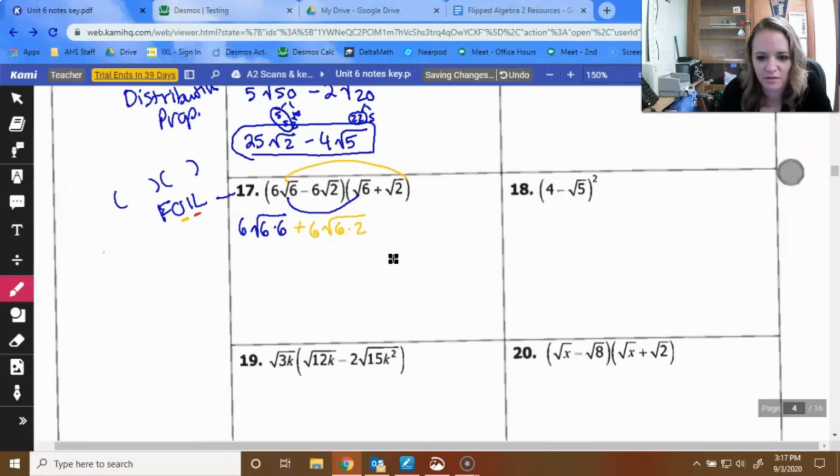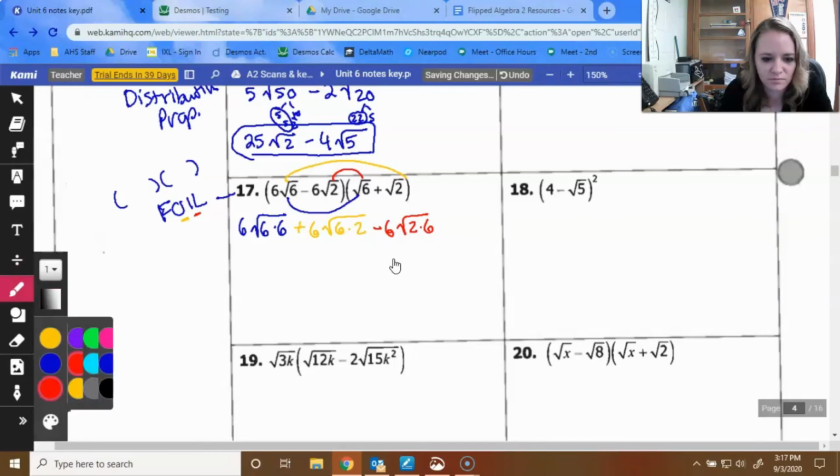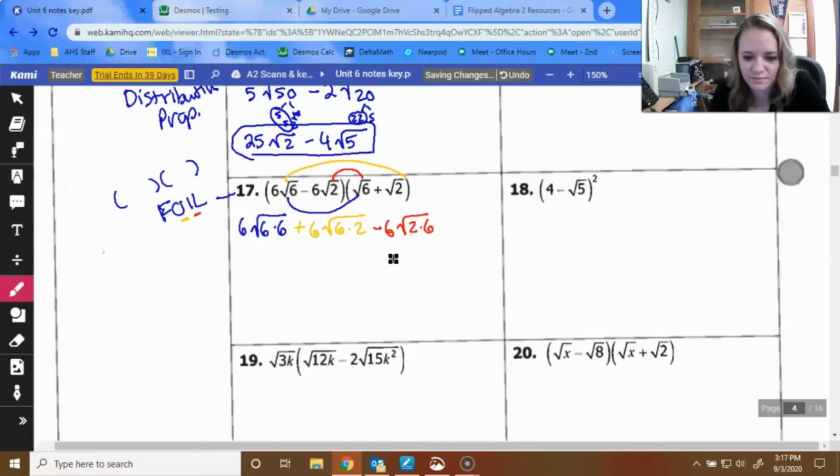And do my inside, which is these two. And their product will be a negative because this one's minus. Let's get all of our primary colors. And then L is last, so the last terms of each one. Alright, I have a negative times a positive, which will give me a negative. And then 6 times radical 2 times 2.